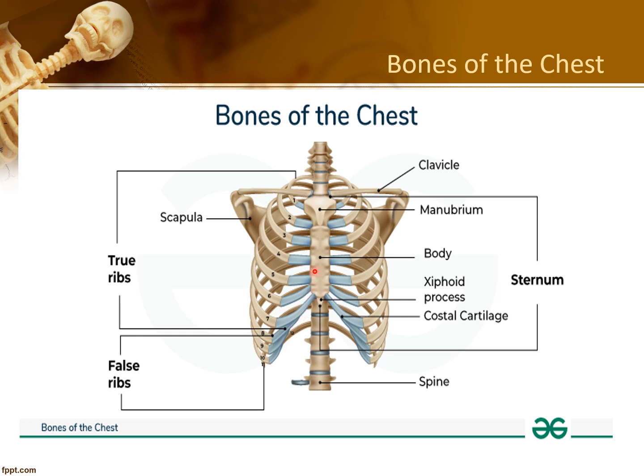And the sternum, it's a flat, long bone which is present in the center of the chest. And it is also called breastbone. It's T-shaped. Sternum is part of the thoracic cage and helps protect the lungs, heart, and vessels. The sternum is divided into 3 parts. It's manubrium, body, and xiphoid process.